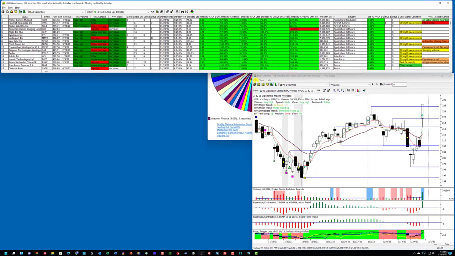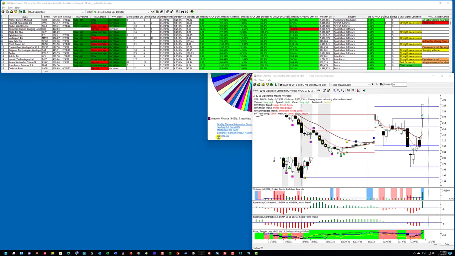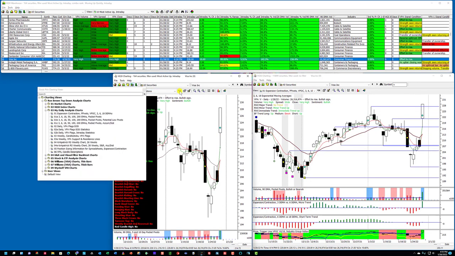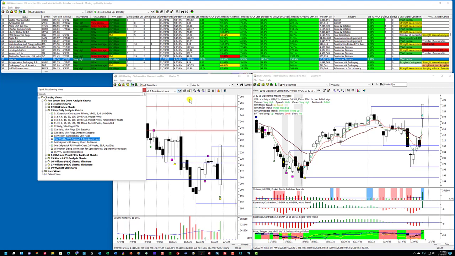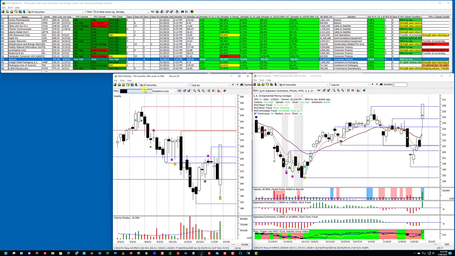Let's take a look at it on a weekly chart here. See, weekly charts put it in perspective, don't they? I have support and resistance lines here. You can see that Visa traded up at one point to about 252. And where are we right now? We closed at 228. I'm sorry, that's the high. The close is 228. Closed on the high.